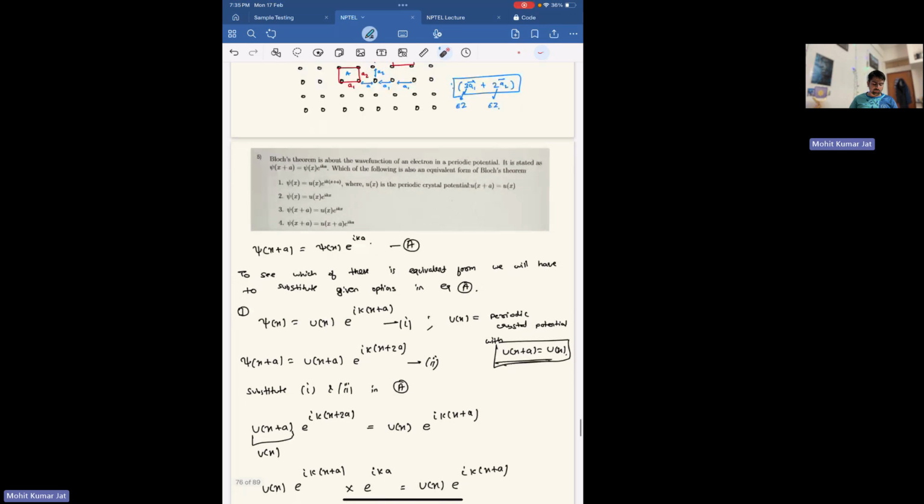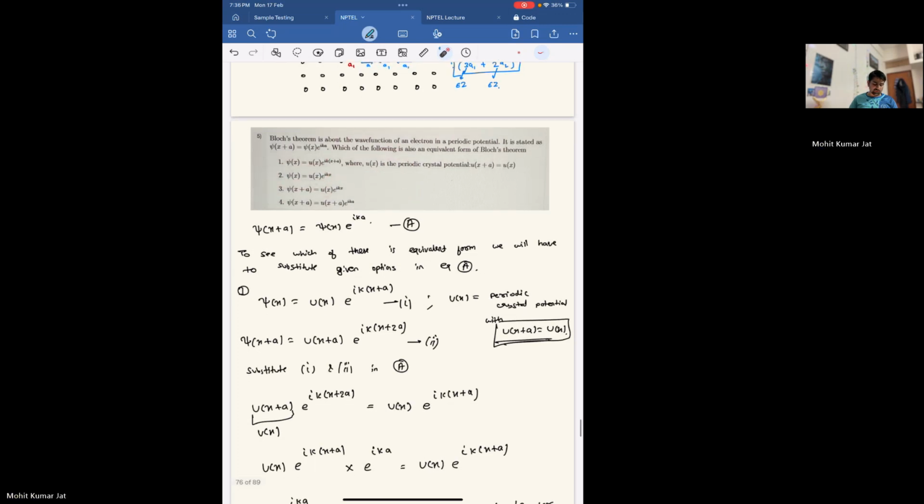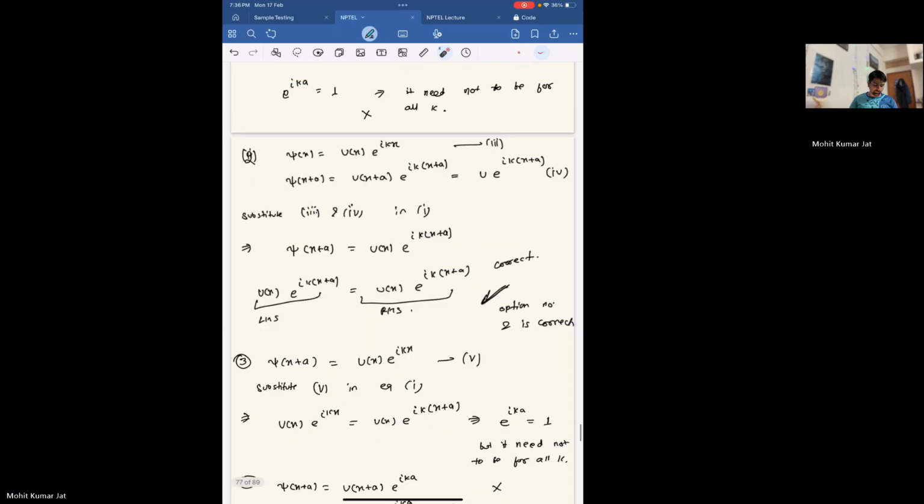The next question was the Bloch theorem relation was given, and the equivalent form of the Bloch theorem was asked. Option number 2 satisfied it, the others did not satisfy the equation, and that's why option number 2 wins here.